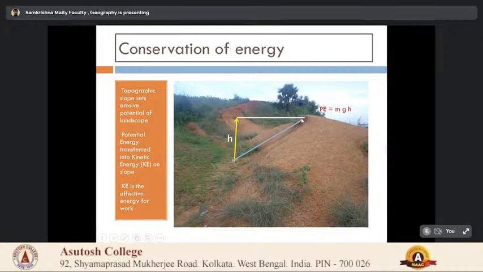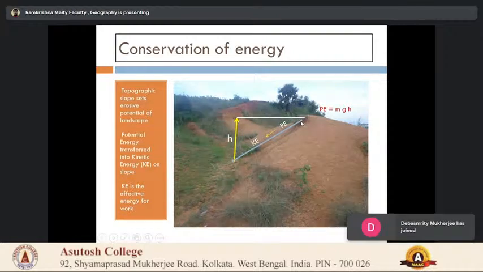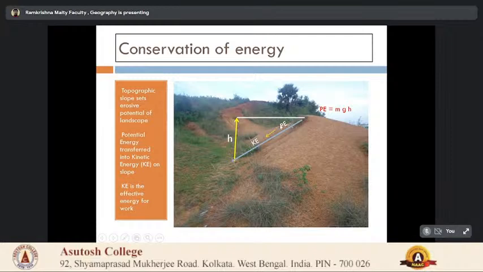Now, when the materials are set in motion, say when water moves, when sediment moves, when glacier moves, when wind moves, then this potential energy is transferred into kinetic energy. And this kinetic energy is the only available energy that works. It is the available energy for entrainment or erosion, and for transportation. So this kinetic energy is the only energy which works.